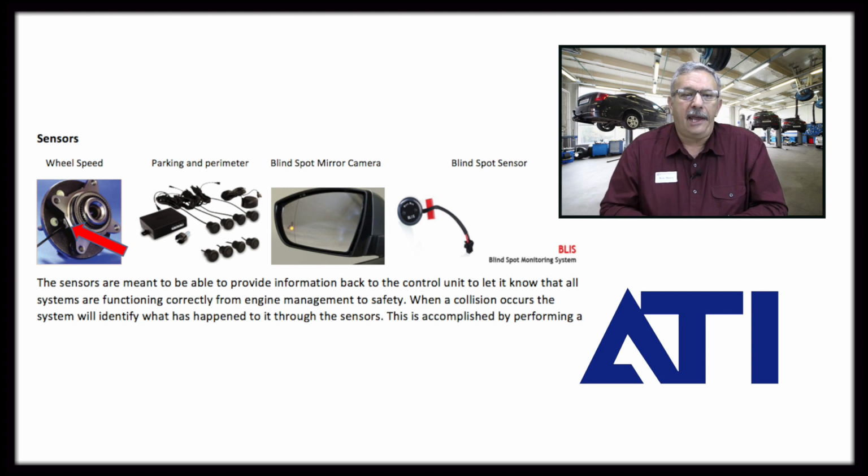The parking and perimeter sensors, those are the ones where you see the small indentations in the front and rear covers. There's a lot of different things those are used for. The blind spot mirror has a camera in it that reads within a certain amount of degrees and a certain amount of feet on the side of the vehicle where another vehicle could potentially be located, to keep the driver from making a lane change into another vehicle.